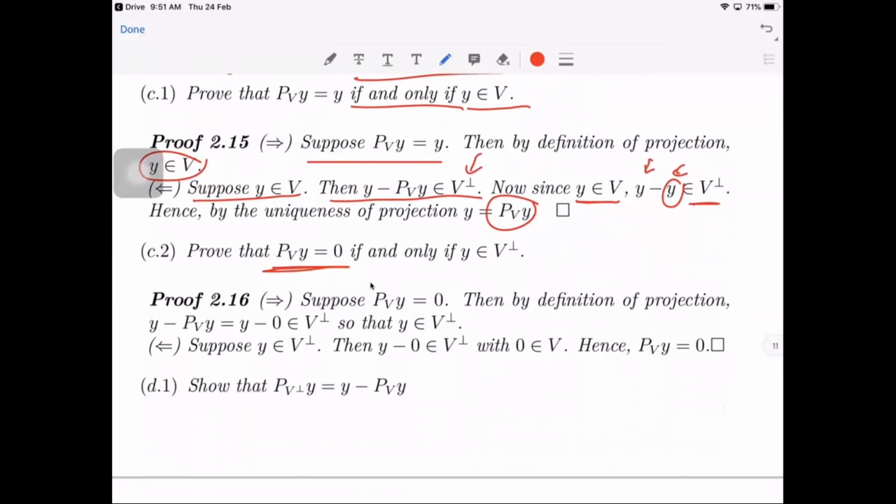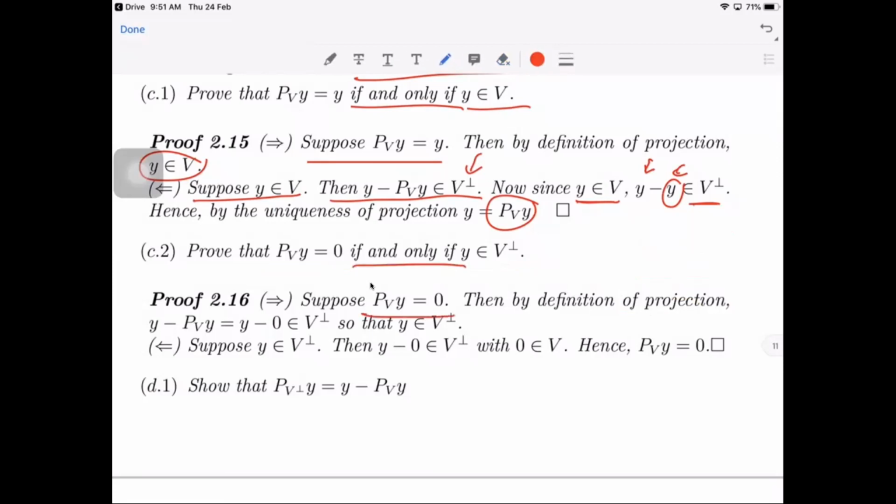If the projection of Y onto V is 0, then this Y is in V perp. So if the projection is 0, then it is in the orthogonal complement of the subspace V, V perp. Anyway. So how do you prove this? This is if and only if.